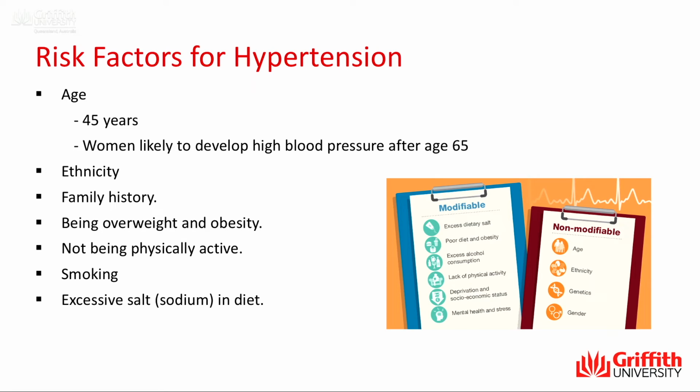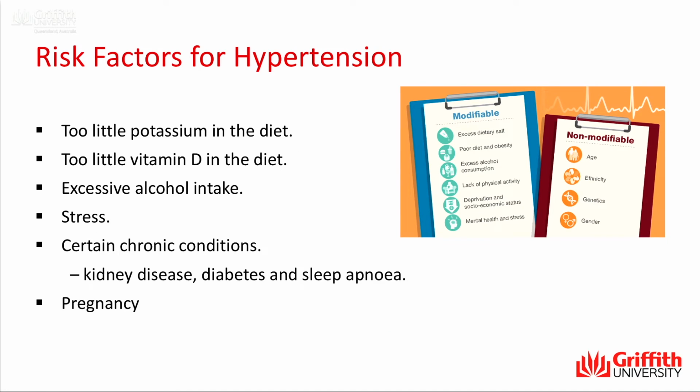Ethnicity, so the Asian population and also Hispanics are at higher risk of hypertension. Family history of hypertension, being overweight or obese, not being physically active, smoking, excessive sodium in the diet are all risk factors increasing the risk of hypertension.